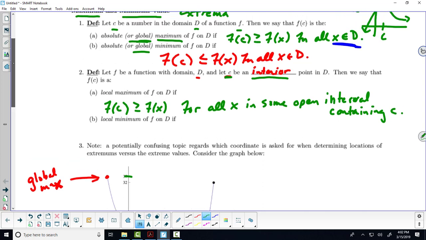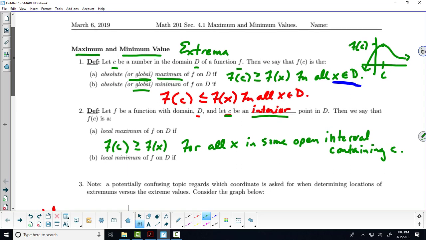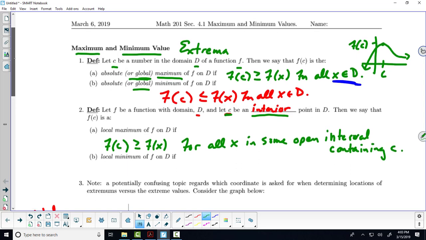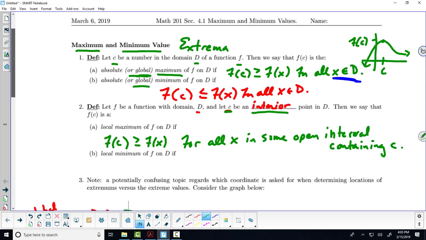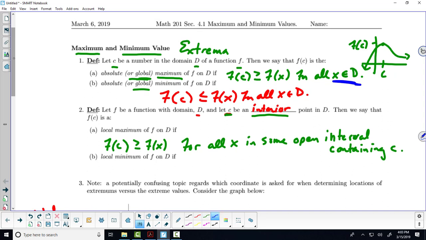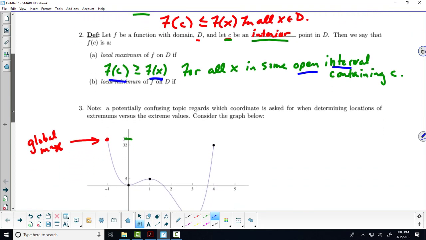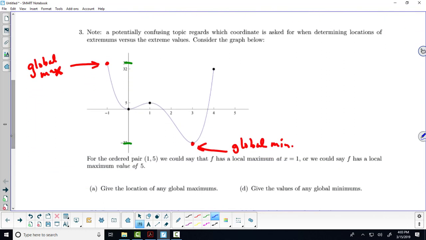So there are some similarities and some differences between the definition of a local maximum and a global maximum. You still have to be the greatest y value around, but only in some open interval containing the point. So let's go down here. Let's look at this function right here, and see if we can identify a local maximum.